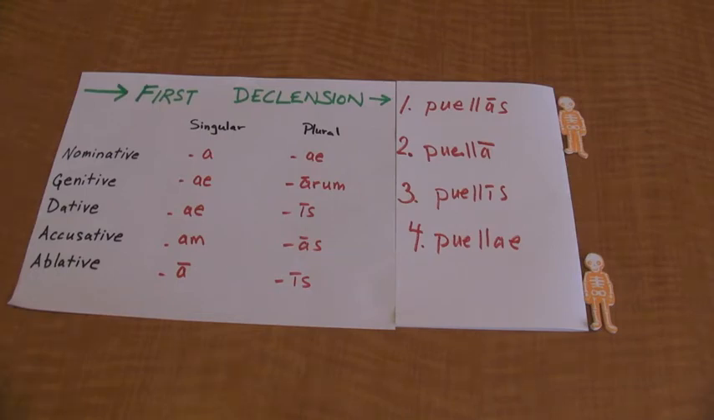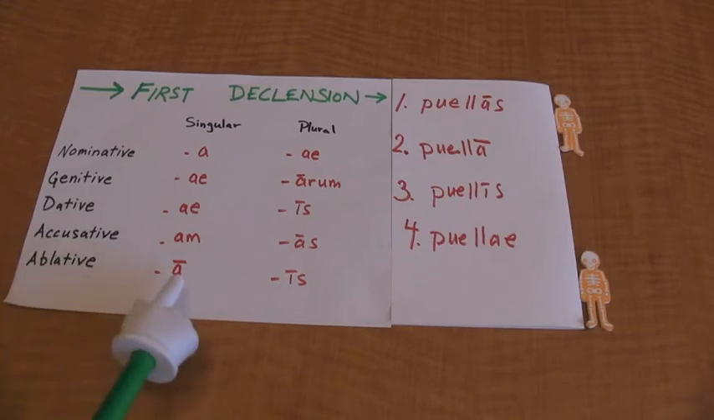Number two, puella, has a long A ending, and again, consulting the first declension chart, which you'll commit to memory as quickly as possible, I see the ablative and singular of the first declension has a long A ending, and therefore puella, number two, is ablative singular.